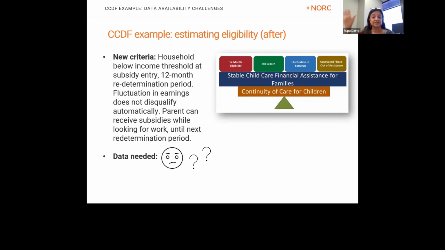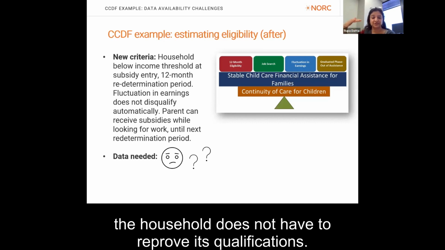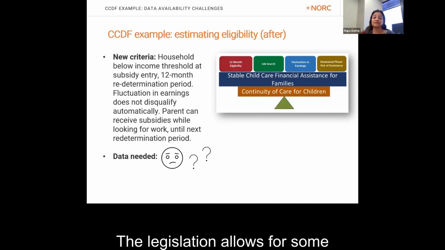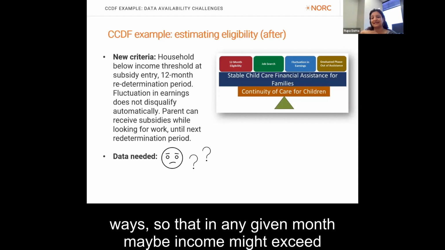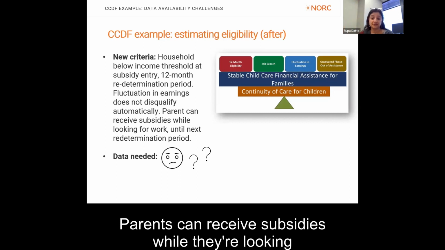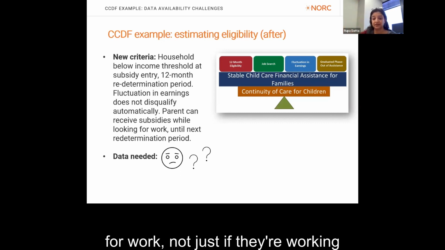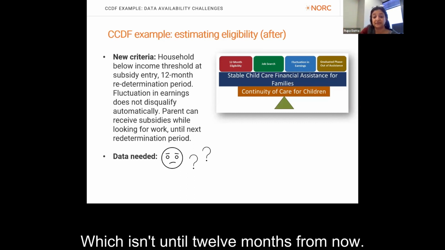Then there will be a 12-month redetermination period before which the household does not have to reprove its qualifications. The legislation allows for some fluctuation in earnings, understanding that you may work seasonally or in other ways, so that in any given month, maybe income might exceed a threshold, but the annual rate would still be below the threshold. Parents can receive subsidies while they're looking for work, not just if they're working currently, and until the next redetermination period, which isn't until 12 months from now.